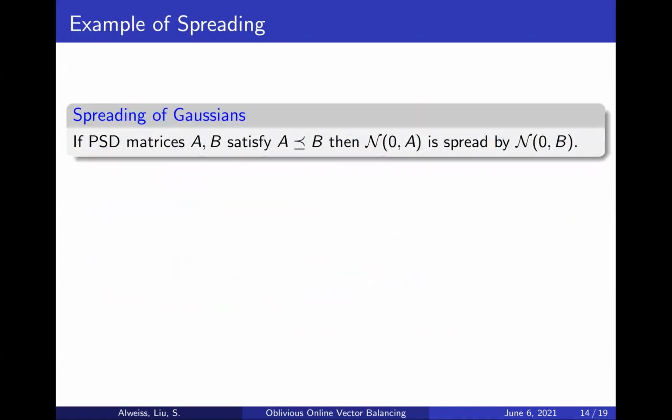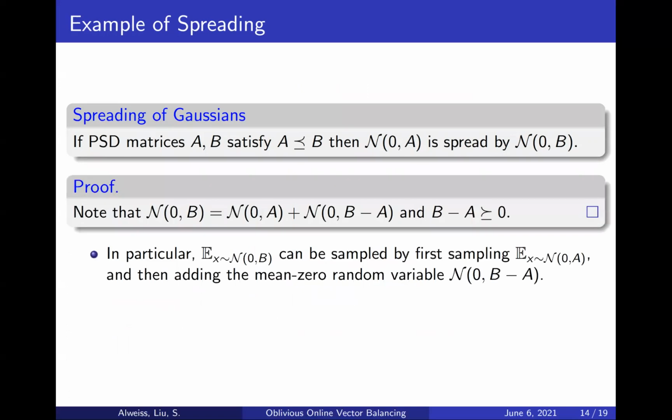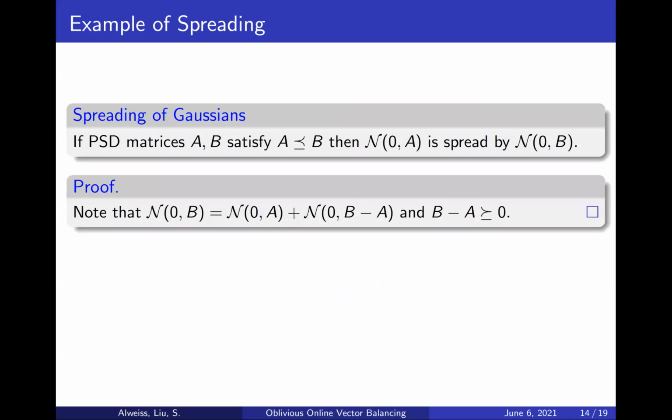So for the first example of spreading, let's consider spreading between Gaussians. If you have two PSD matrices A and B, where A is less than B in the Loewner order, then N(0,A) is a spread of N(0,B). And the proof here is one line. Notice that you can sample N(0,B) by first sampling N(0,A) and then adding independent N(0,B minus A). And the last thing is well defined because B minus A is positive semi-definite.